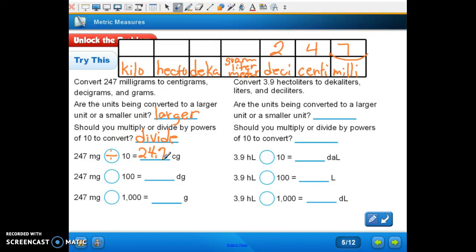Now I'm going to divide it by 100. So I'm going to be moving my decimal how many places? How many zeros in 100? 2. So 2 places. So I have 2.47 decigrams. And then I'm going to divide it by 1,000. So how many places am I going to move my decimal? 3. So I'm going to have 0.247 grams. So you see how that got smaller every time?